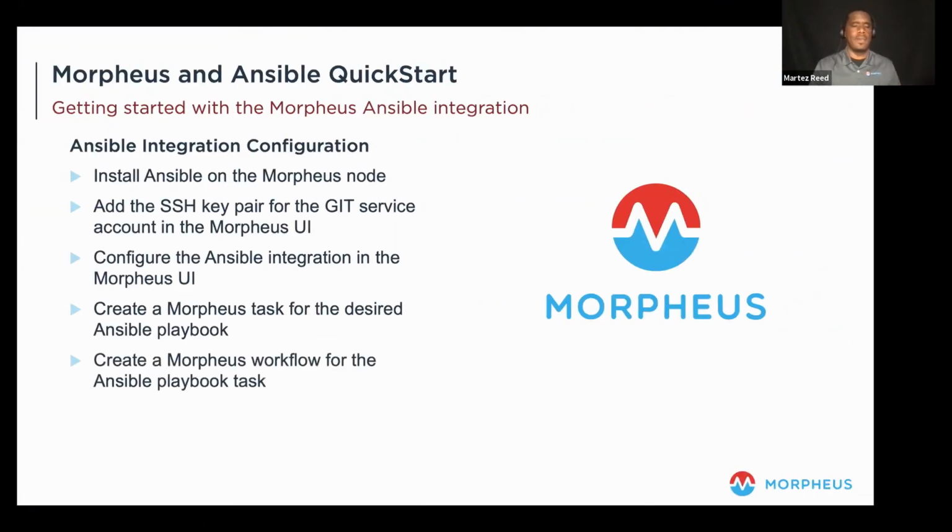What we now need to do is create a Morpheus workflow for the Ansible playbook task. What we did was create the task for automation purposes. Now we want to create a Morpheus workflow that we can tie to a given instance during the provisioning process. Workflows allow us to orchestrate tasks and tie them to resources, in this case a virtual machine, as well as leverage them for operational purposes. So we'll go into the Morpheus UI and create a workflow that we then add our Ansible playbook task to.